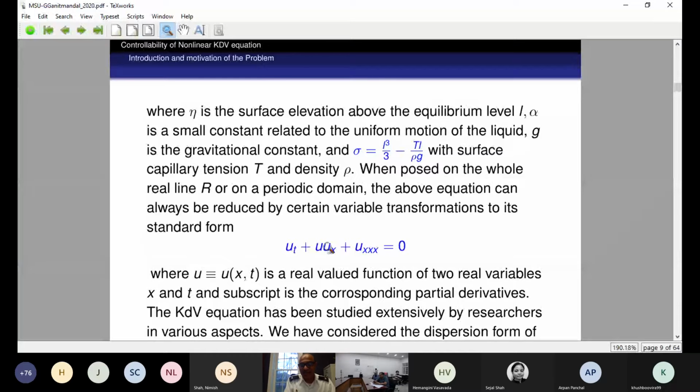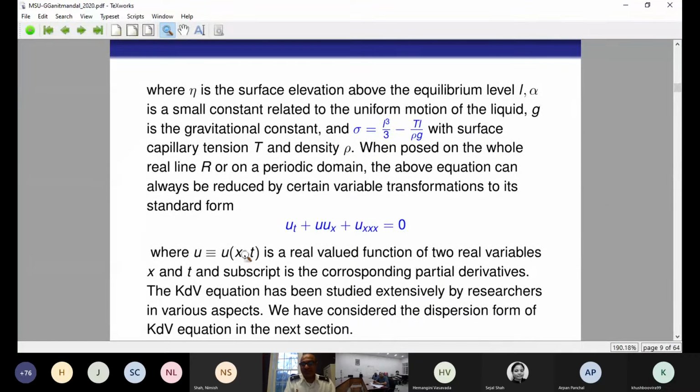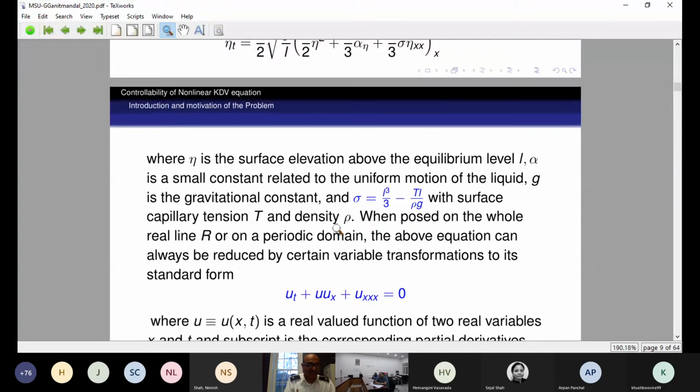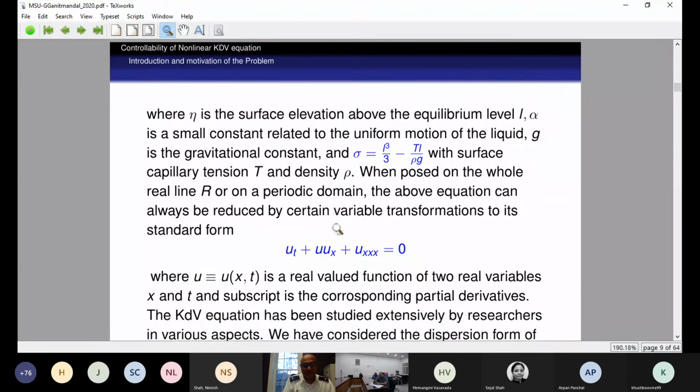So we are mainly related to this one, but the system, whatever they formulated, was just a linear system. Here you can see that U is a function of two variables X and T, and the suffix denotes the partial derivatives. I don't say that the KdV equation is not extensively studied, but in terms of control, I don't think that it is extensively studied.